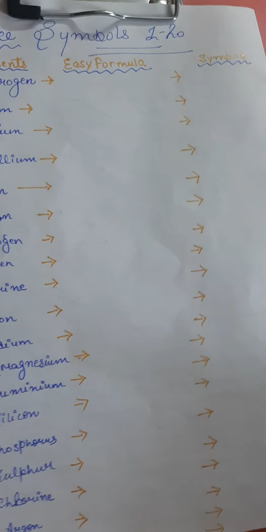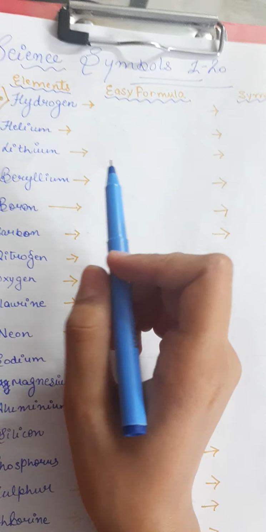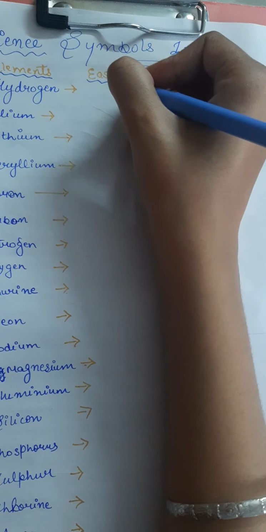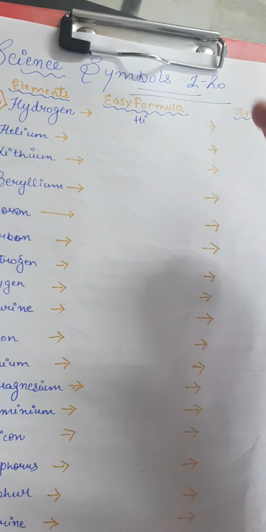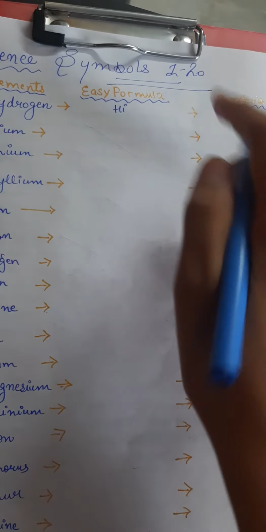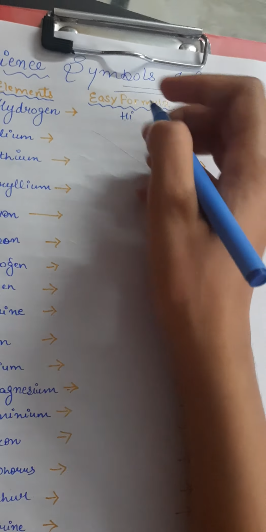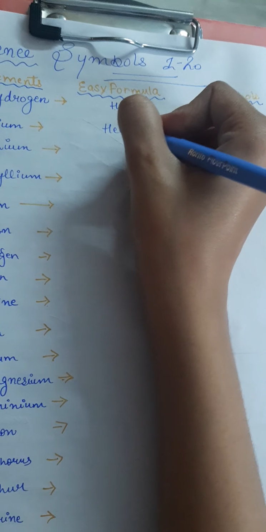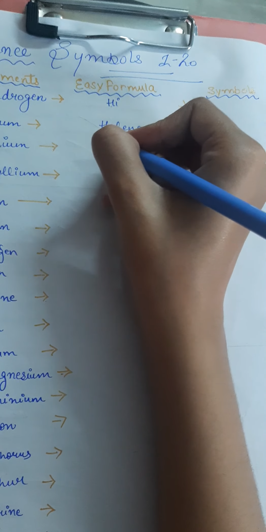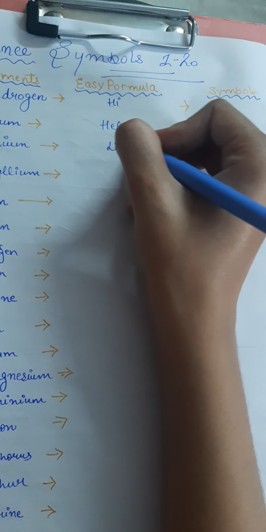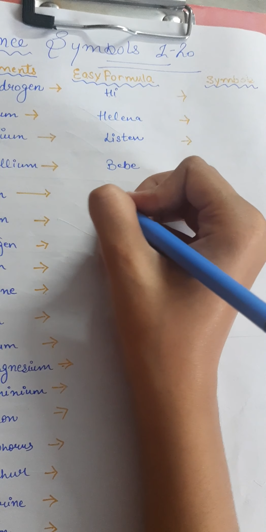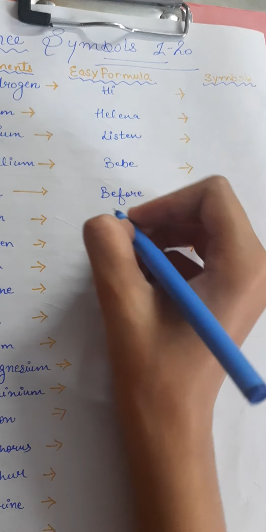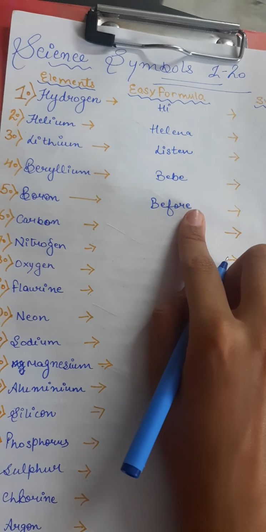So next are easy formulas for remembering the symbols. Just remember this, and you will write the first letter of these symbols. Okay, easy formulas I am telling you. Hi, Helena, listen, baby, before. See, we have done till 5.